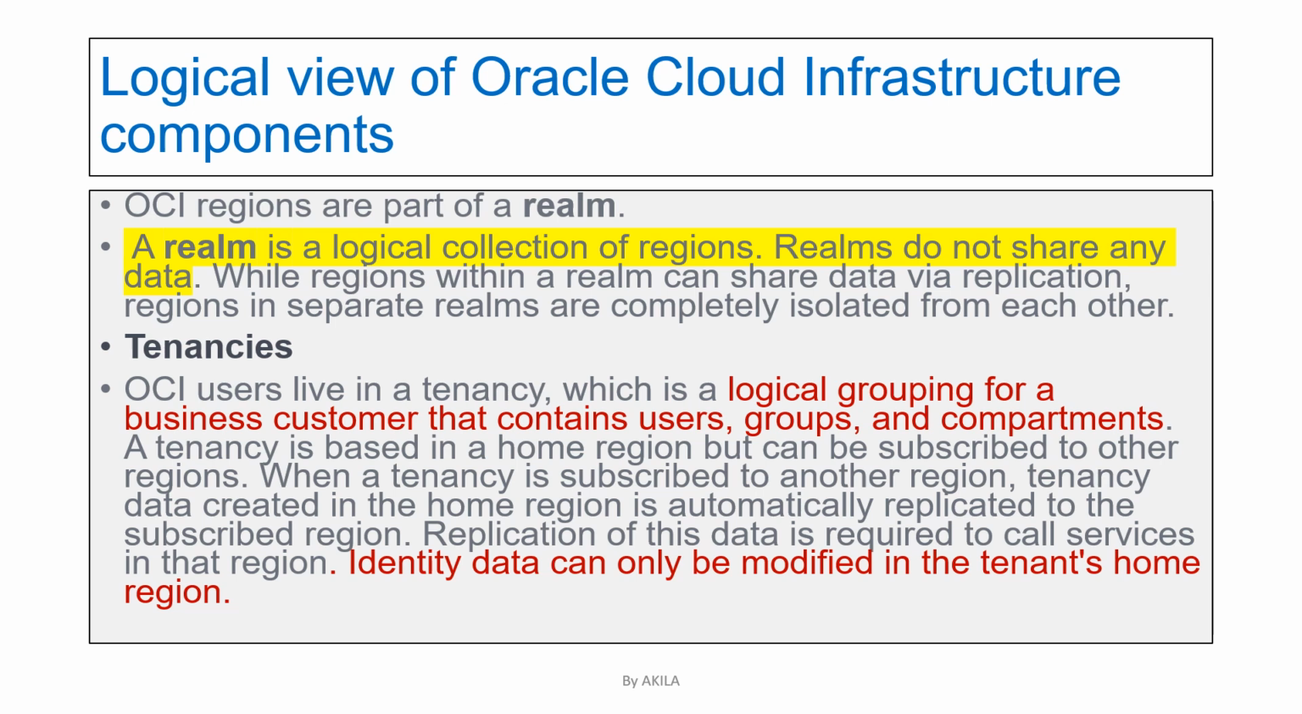The tenancy is based on the home region. Already we have discussed what a home region means. Once you subscribe, that particular place is called our home region. In that place only the tenancy is created. When a tenancy is subscribed to another region, tenancy data created in the home region is automatically replicated to the subscribed region. So replication of the data is required to call services in that region. Identity data can only be modified in the tenant's home region. This way we can see our logical view of Oracle Cloud Infrastructure components. We will see the remaining things in the next video.